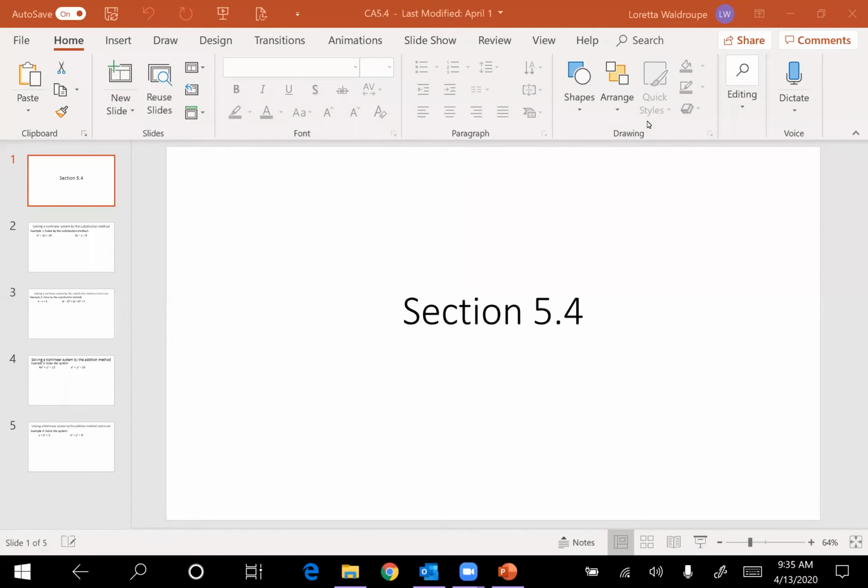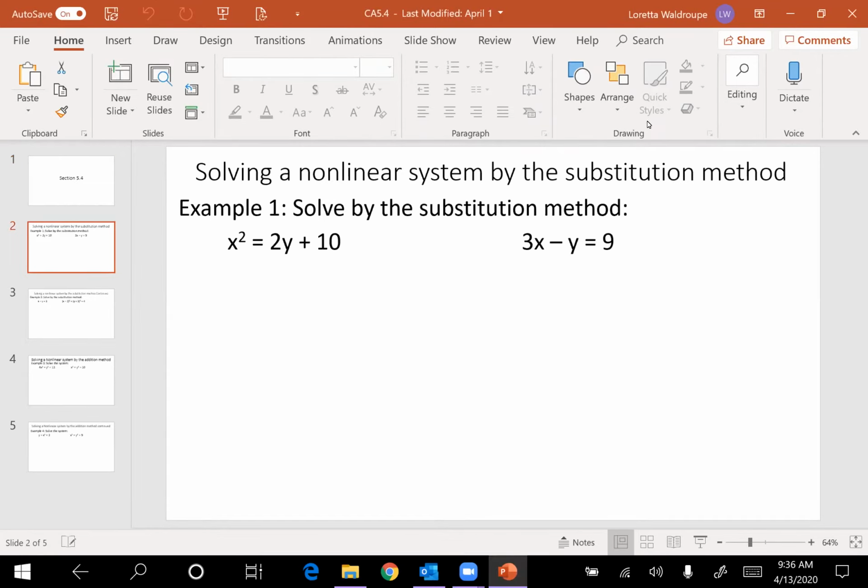All right, for this lecture, we're looking at section 5.4, guys. And in 5.4, we're solving systems of equations by substitution and elimination, but these are systems of equations that are not linear, okay?